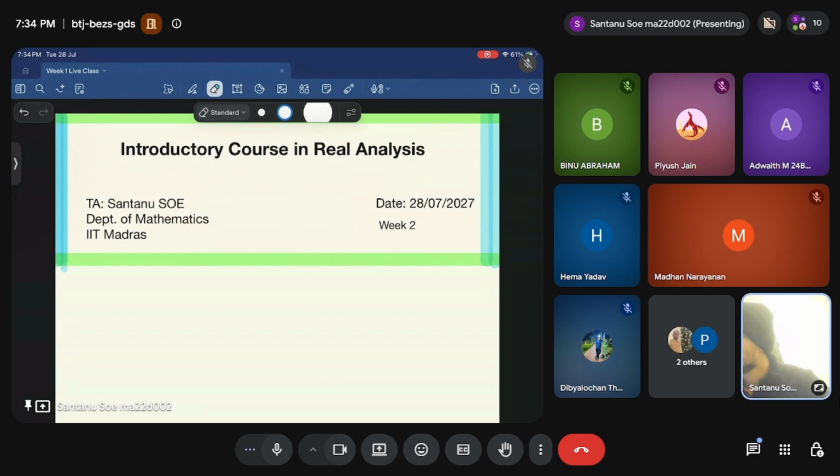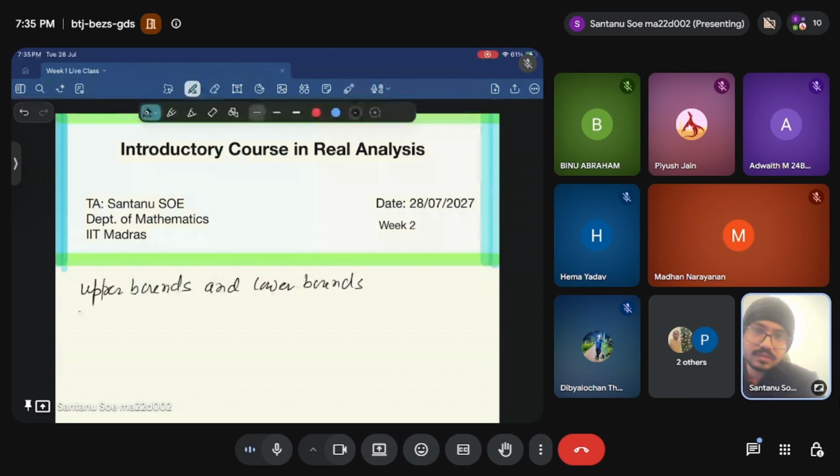Okay, so let me start with upper and lower bounds. So upper bounds and lower bounds. Mostly I'm going to be talking in the set of real numbers. So if I take a set, presumably it is a subset of real numbers.